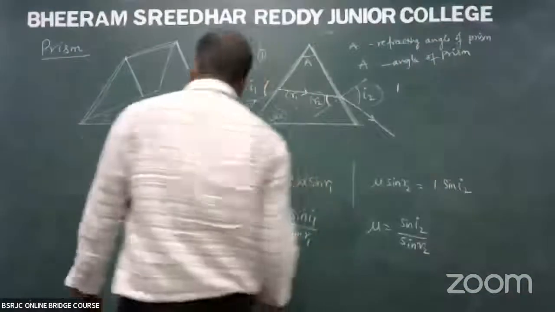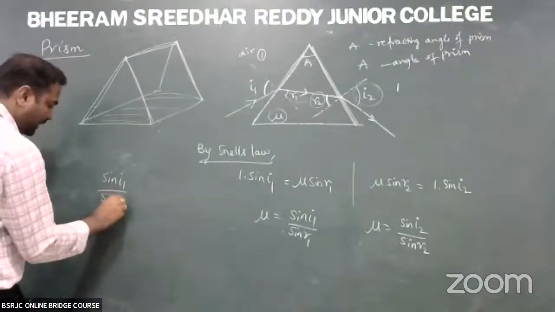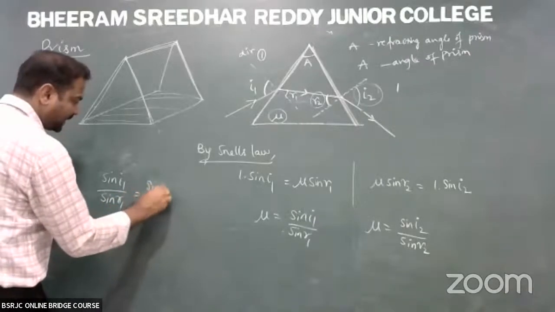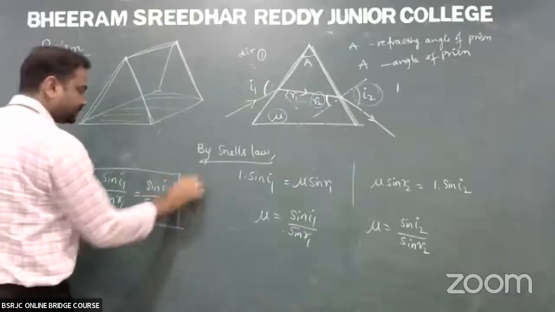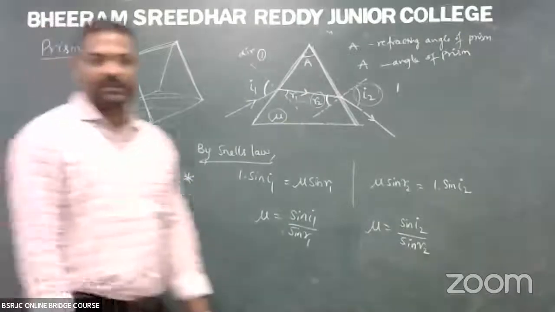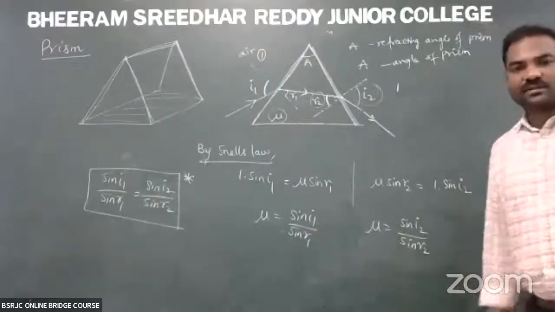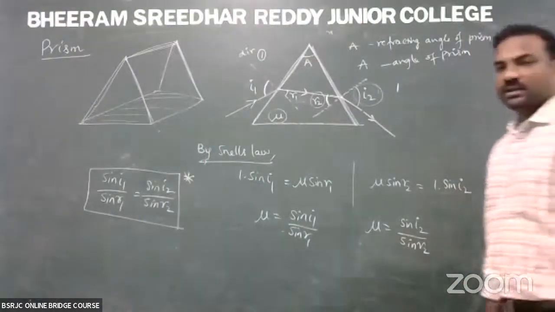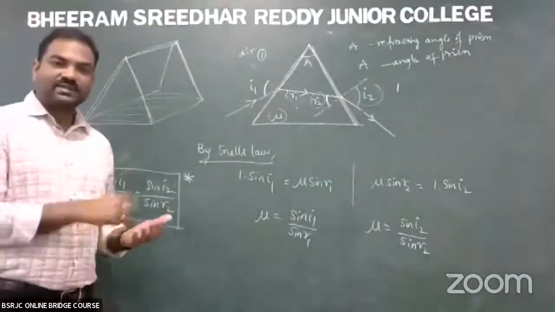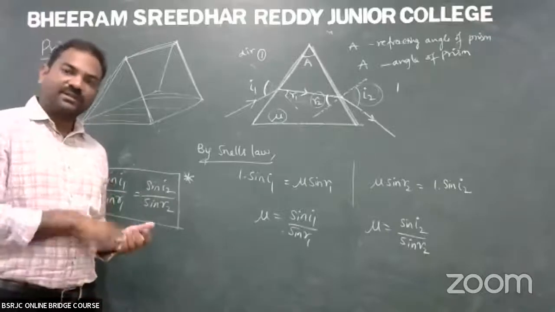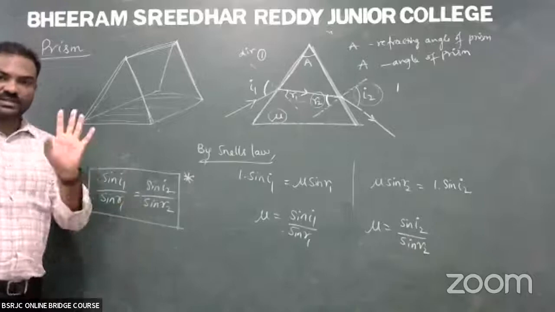So from this, what can I write down? I can write down that sine I1 by sine R1 is equal to sine I2 by sine R2. So that is the mu value. Don't write down I1 is equal to I2, R1 is equal to R2. If I1 is equal to I2, then R1 is equal to R2, or if R1 is equal to R2, then I1 is equal to I2. Any one condition it has to follow.